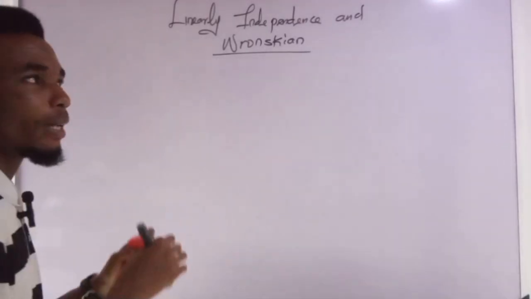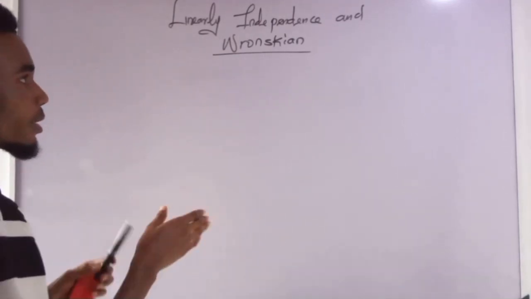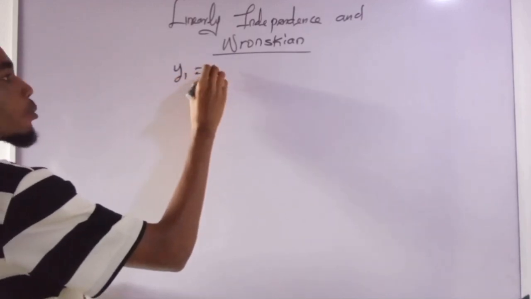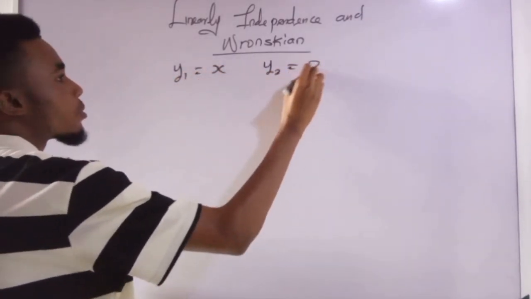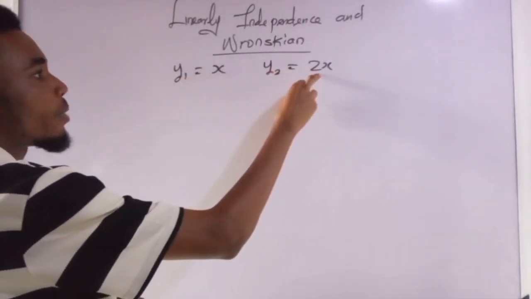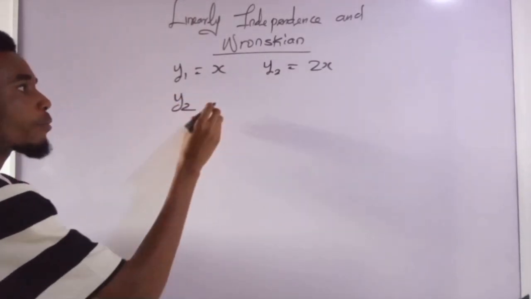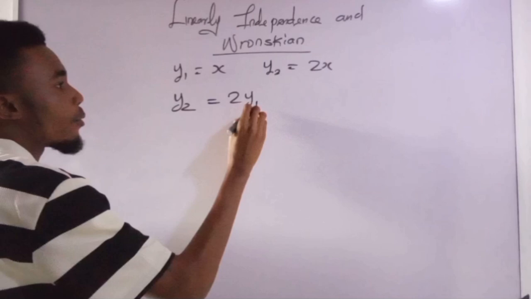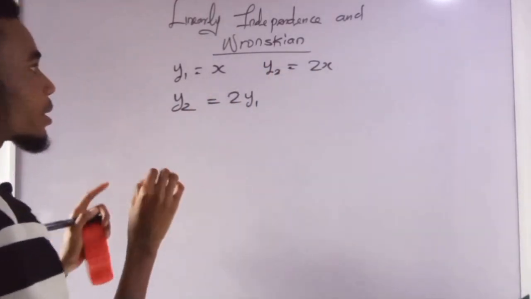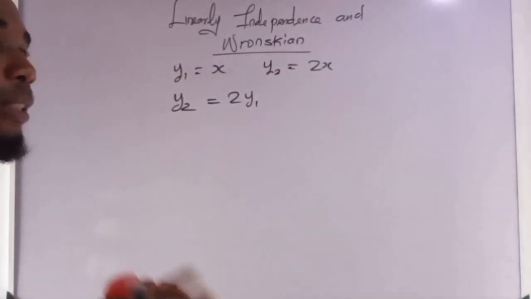Two or more functions in math are said to be linearly dependent if one of the functions can be multiplied by a scalar to produce the other. Take for instance, I have y1 equals x and I have y2 equals 2x. So you can see that y1 was multiplied by 2 to produce y2. So I can actually say that y2, which is the second function, is 2 of y1 because I multiply y1 by 2 to produce y2. So in this case, we say that both y1 and y2 are linearly dependent.